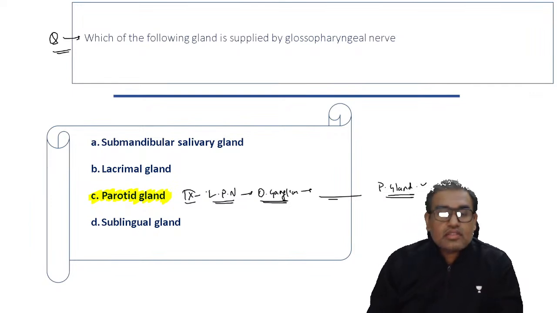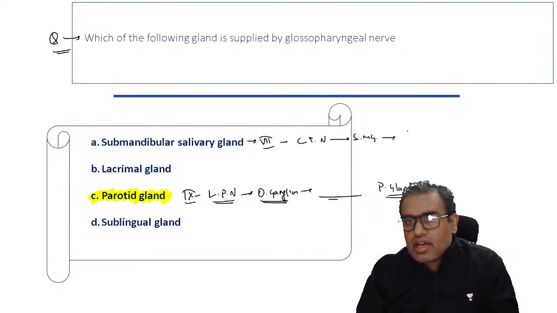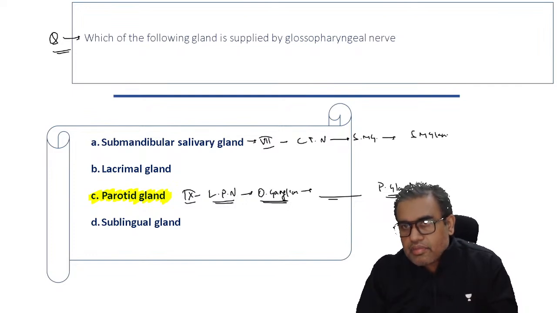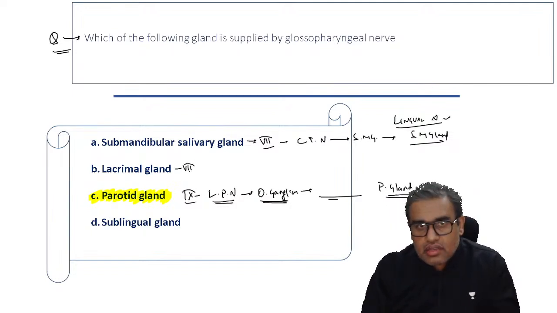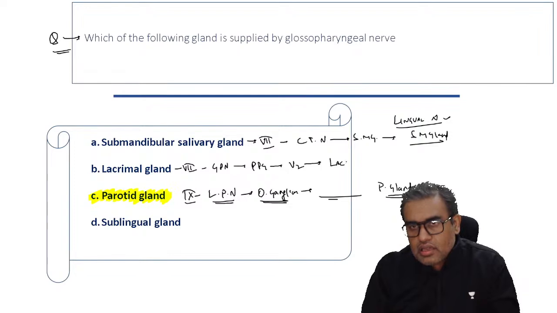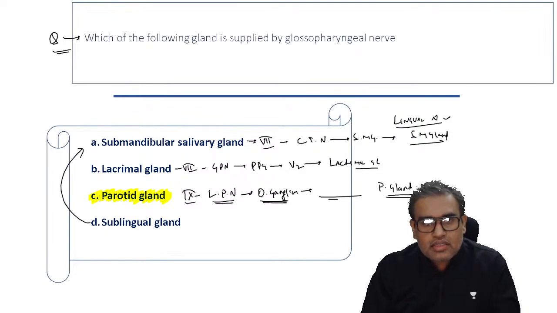Which nerve can you answer? Submandibular salivary gland, this I can answer. The seventh nerve over here gives the chorda tympani nerve, which goes to the submandibular ganglion. From there it supplies the submandibular gland via lingual nerve branches. Lacrimal gland: again the seventh nerve gives rise to the greater petrosal nerve that goes to the pterygopalatine ganglion. From there V2 branches supply the lacrimal gland. But sublingual is the same as submandibular. Answer is no doubt C.